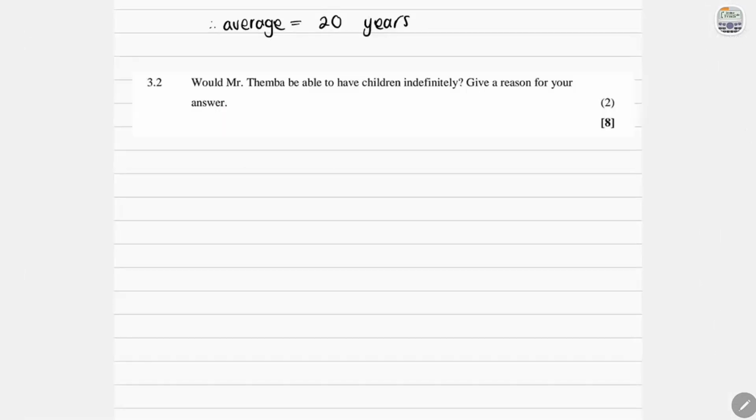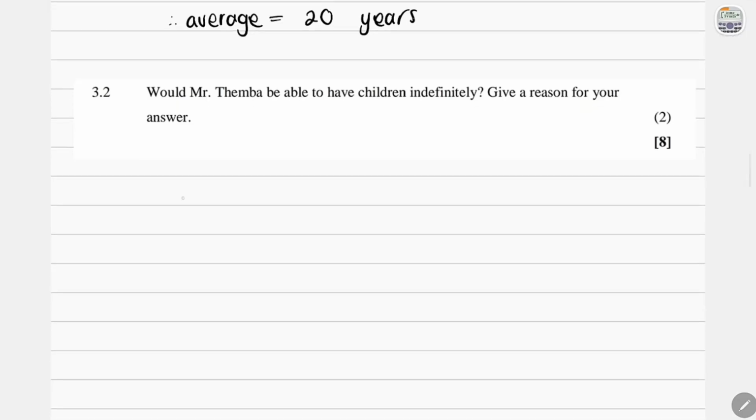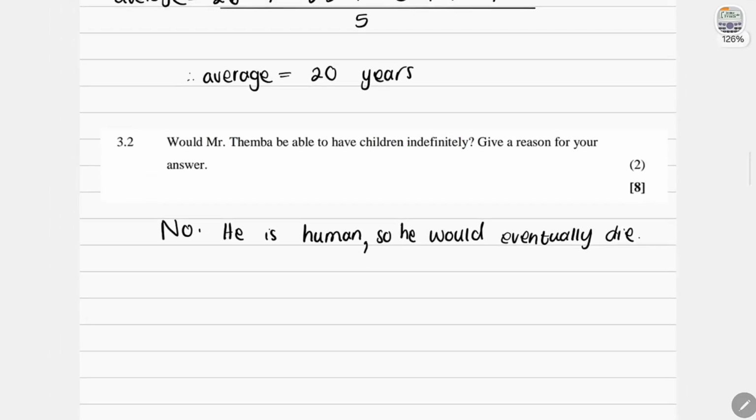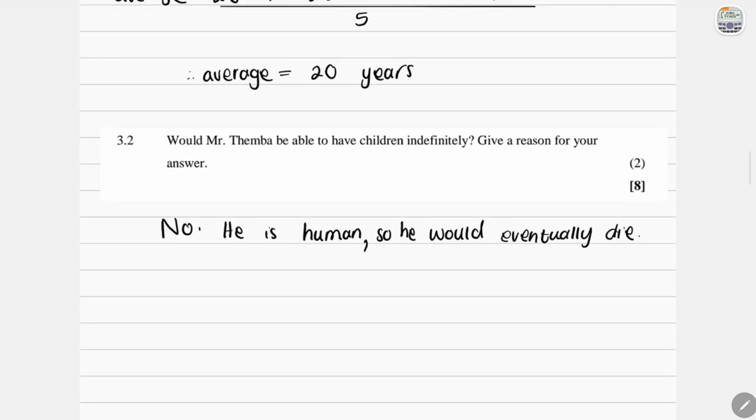And then the last question, 3.2, says, would Mr. Temba be able to have children indefinitely? Obviously, no. Give a reason for your answer. So, no, because he's not immortal. Okay, can't have children forever. He's going to die eventually. Okay, so that is that. That last question was not really a maths question. It's more like a logic question. Okay, so just being realistic about it. So that is it for the last question, question 3.2, and that is it for question 3.